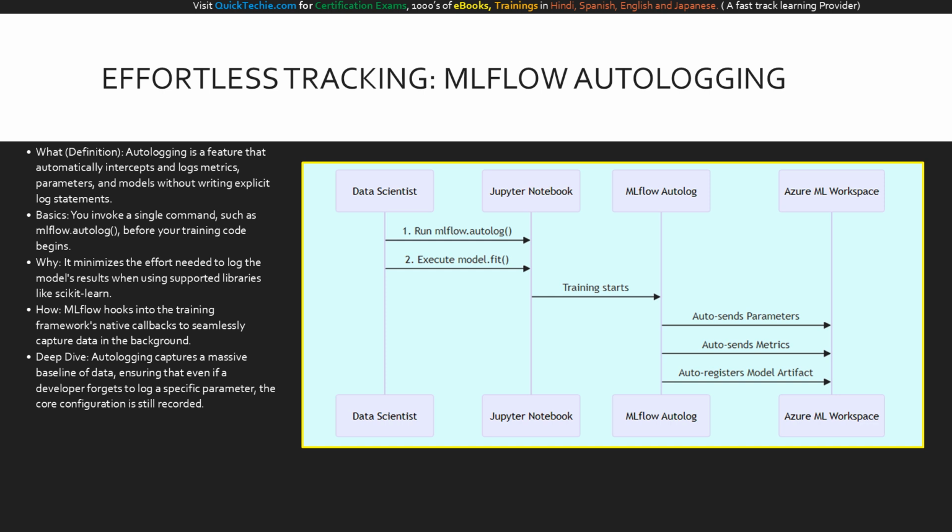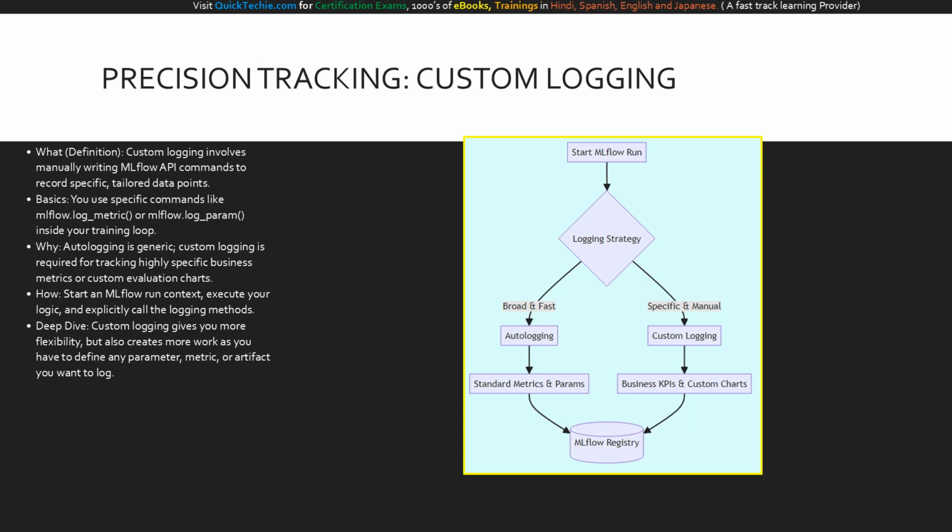Without any further human intervention, MLflow silently sends the parameters, metrics, and final model artifact directly to the Azure ML workspace. While autologging is fantastic, it isn't magic. It only logs what the framework inherently knows about. What if your business requires tracking a highly specific financial penalty metric, or you want to log a custom-rendered matplotlib chart? That is when you must use custom logging.